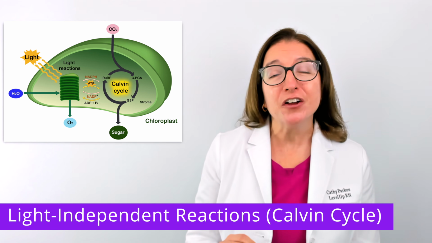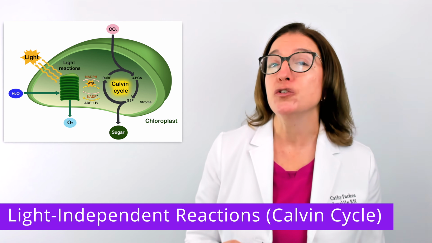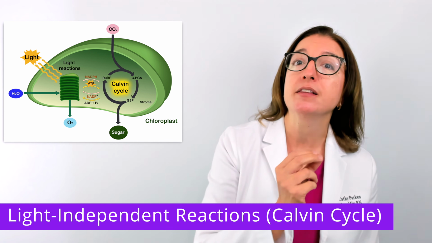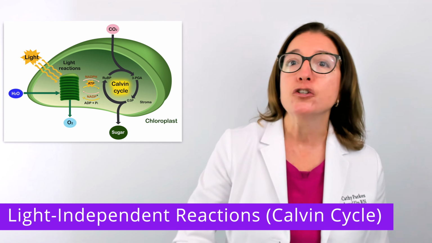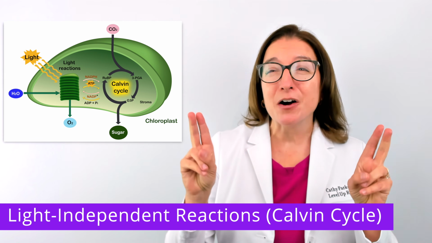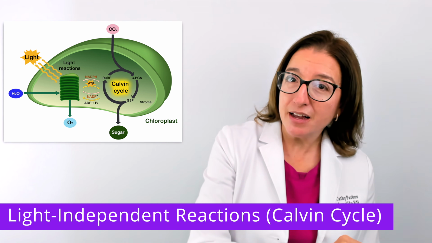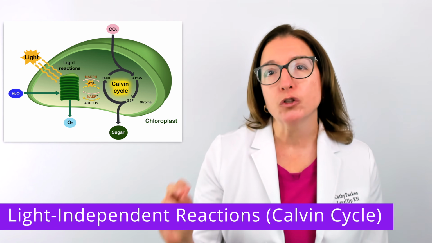However, you should understand the overall purpose of the Calvin cycle, which is to use the energy produced during the light-dependent reactions to fix carbon dioxide. So when I say fix carbon dioxide, I mean that the carbon from carbon dioxide is used to build glucose molecules.